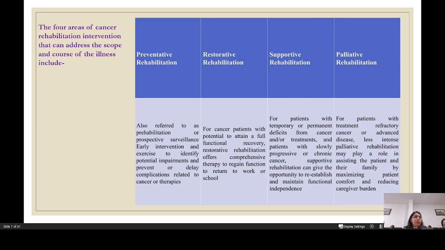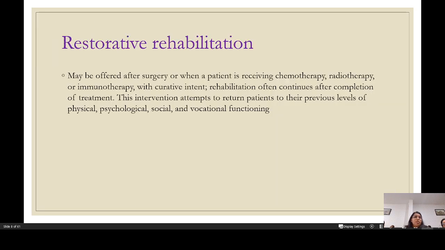So there are four areas of the cancer rehabilitation intervention that can address the scope and course of the illness. That are the preventive rehabilitation, restorative rehabilitation, supportive rehabilitation, and palliative rehabilitation. So restorative rehabilitation may be offered after the surgery or when a patient is receiving chemotherapy, radiotherapy, or immunotherapy with curative intent. Rehabilitation often continue after completion of the treatment. This intervention attempt to return patient to their previous level of physical, psychological, social, and vocational functioning.